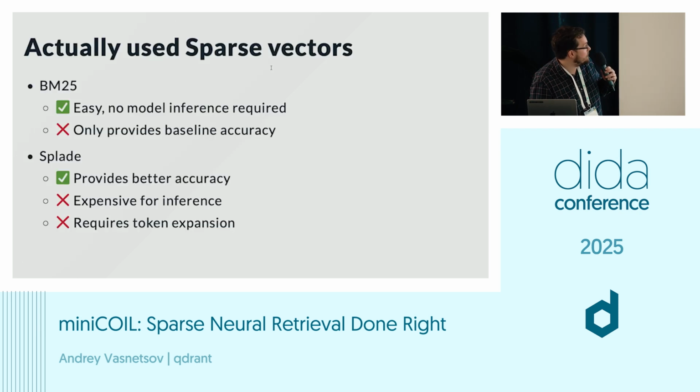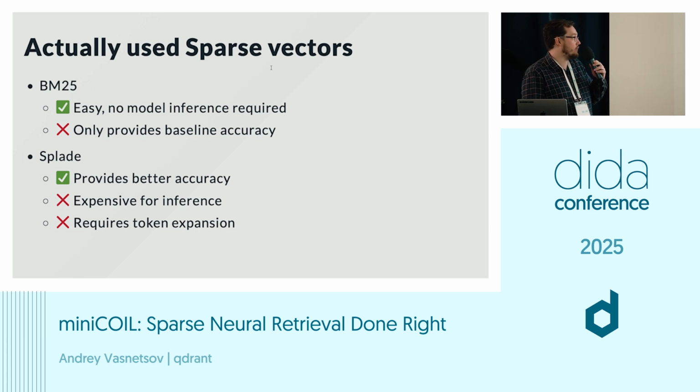So to simplify it even further, what I want to say is that actually there are only two models which are used in practice in real life applications. First, of course, it's BM25, because it's very easy. It does not really require any inference. It's practically as cheap as a text search. But it only provides this baseline accuracy you probably saw 20 years ago in any text search engine.